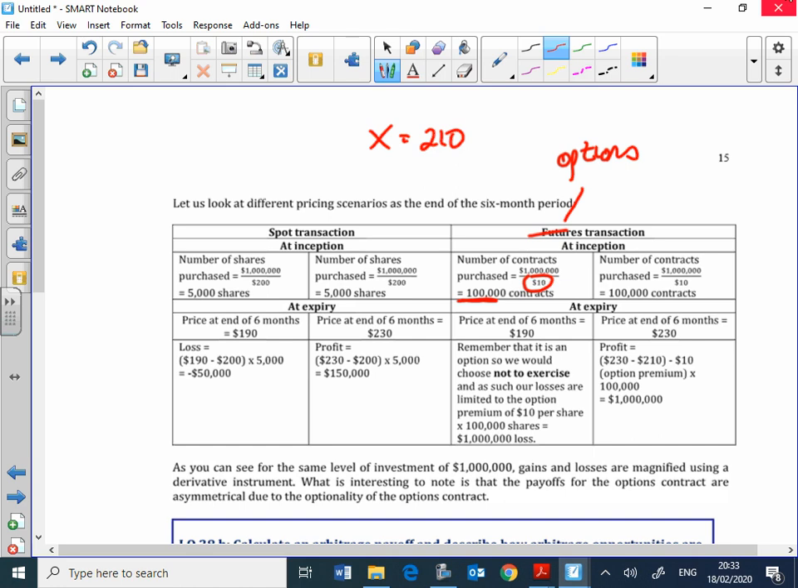Why? Because remember, yes, it's gone down to 190. But at 190, what do we say? You say you're long a call, which means I've got the right to buy at 210. If ST is currently sitting at 190, I'd have to be out of my mind to buy at 210 if the actual spot price is at 190. So what do I do? I walk away and I lose my option premium. What's my loss in this particular example? 100,000 options times the 10 that I paid, I lose $1 million.